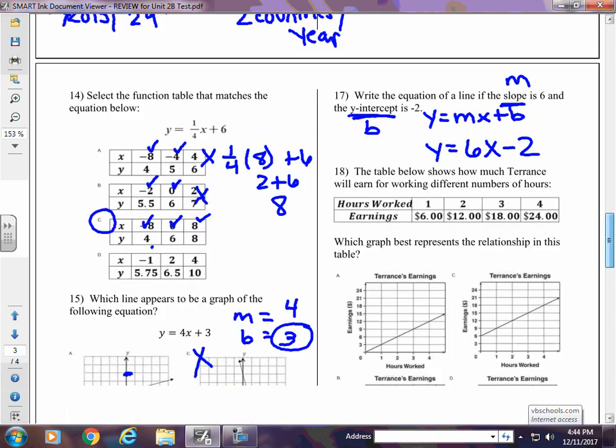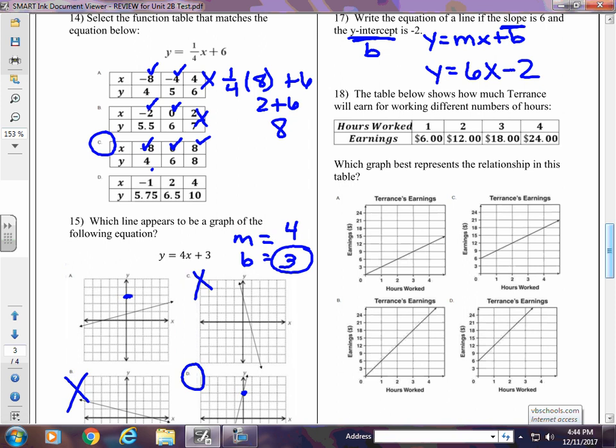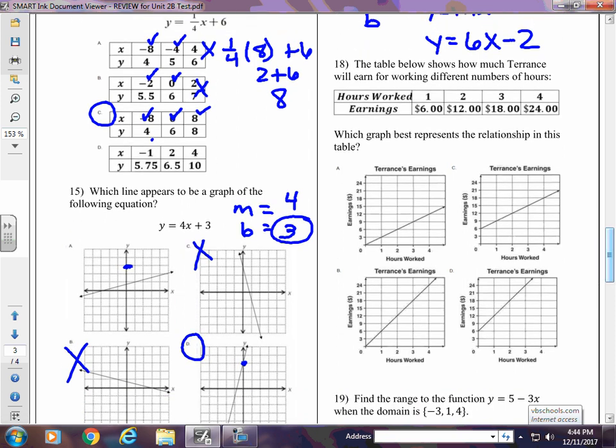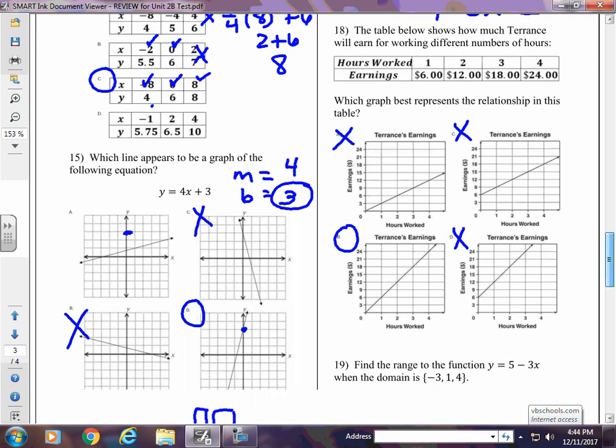All right, for number 18, you have a situation dealing with the hours worked and the money that is made, and you want to pick the graph that corresponds to the table. For 1 hour, it's making $6. In graph A, 1 hour has $3, so that's out. Graph B has 1 hour at $6, so that's okay. C is 1 hour at $9, so C is out. D is 1 hour at $12, so D is out. So letter B has all the right answers: 1 to 6, 2 to 12, 3 to 18, and 4 to 24. All of those can be found on that graph.